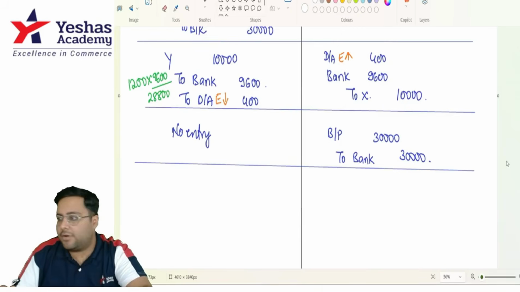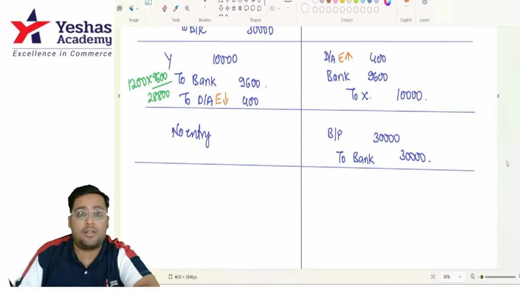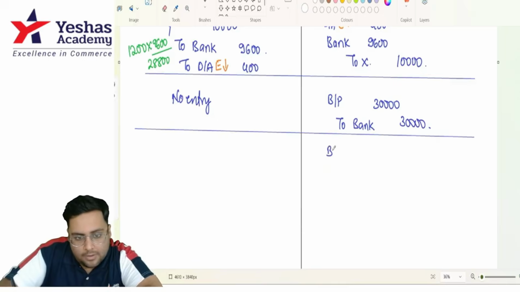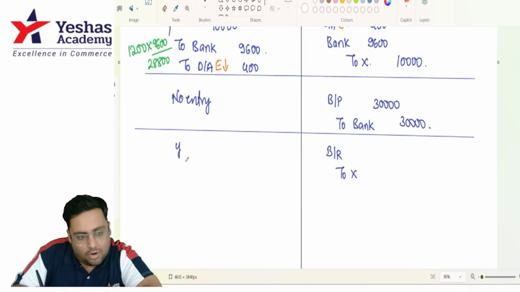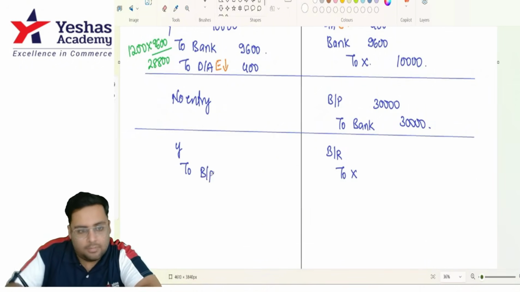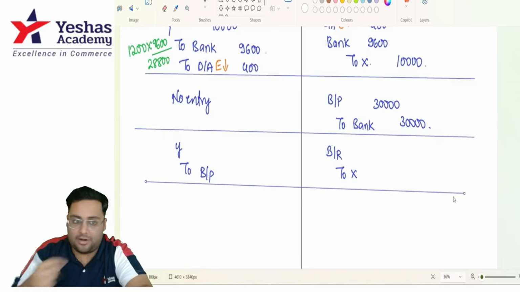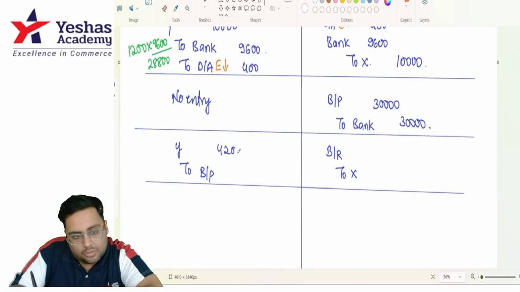Okay. Let's read further part of the story. What's the next part of the story saying? X is unable to remit the amount due. He accepts a bill of 42,000 for 3 months. Who draws the bill? Y draws the bill and it is accepted by X. In the books of Y, I will record bill receivable to X, and in the books of X, I will record Y to bills payable. Can you check and tell me what is the value of this new bill drawn? Y draws a bill, X accepts the bill. It is equal to 42,000.